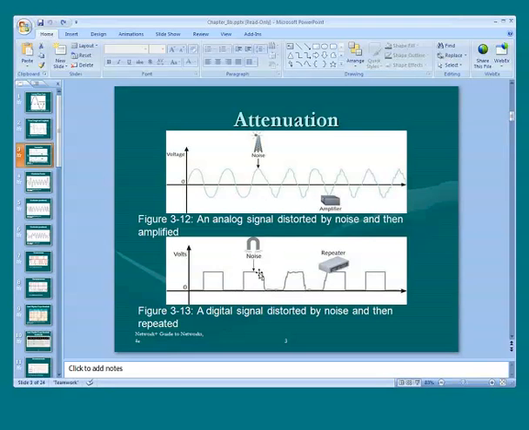And again, as with the analog signal, as the digital signal travels the media, it too will break down and will require some type of repeater/amplifier.